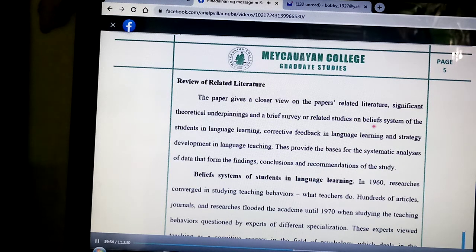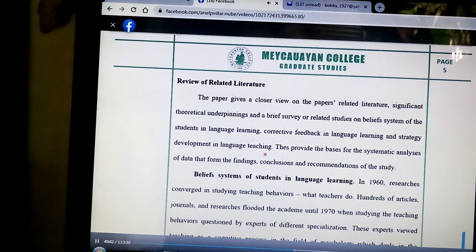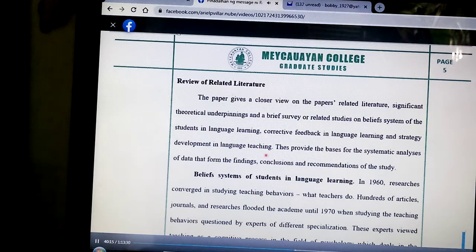Yung belief systems of the students in language learning. I-discuss niya rin yung corrective feedback. And i-discuss niya rin yung strategy development in language teaching based on his title. By the way, tapos na po ito. Graduate na po yung may-ari nito or nakatapos na yung paper niya. Product din ng methods of research in my class. Okay po, so ganyan ang itsura niya in actual paper, no? Sa actual na po na NC paper. Okay?